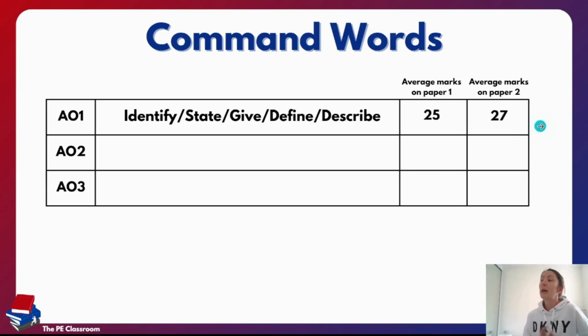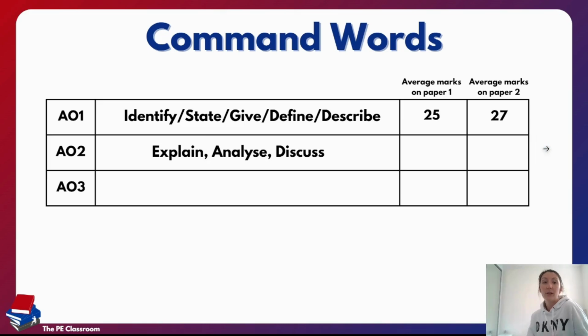Some stats for you then. On average for your paper 1 and your paper 2, there is approximately 25 marks up for grabs for AO1 on your paper 1 and 27 marks up for grabs for AO1 on paper 2. So essentially, if you have a base understanding of all of the topics that you have had to learn, and you can recall all of the information and just answer all of them AO1 questions, you could get a third of the marks on your paper just from answering the AO1 questions.